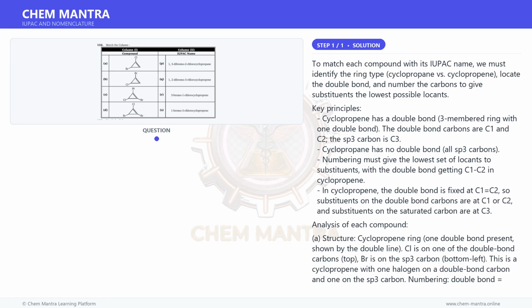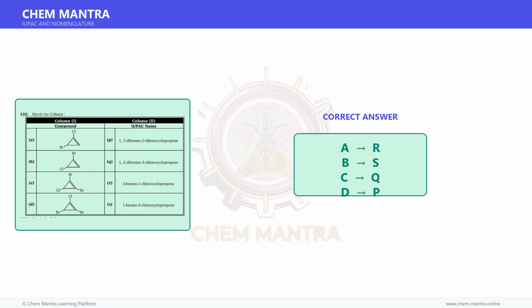Therefore, the correct answer is A, R, B, S, C, Q, D, P. Therefore, the correct matching is A matches R, B matches S, C matches Q, D matches P.